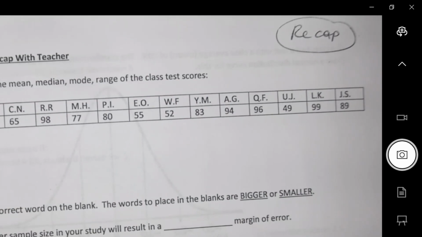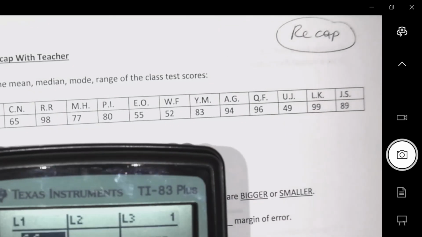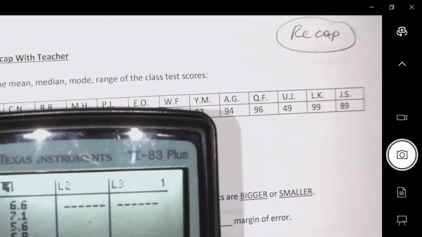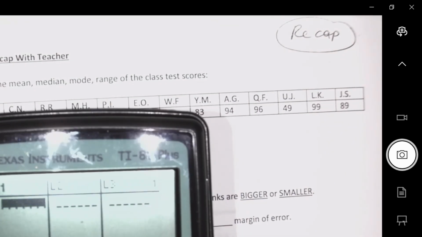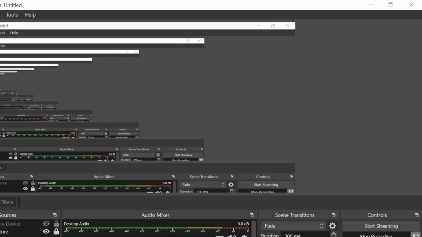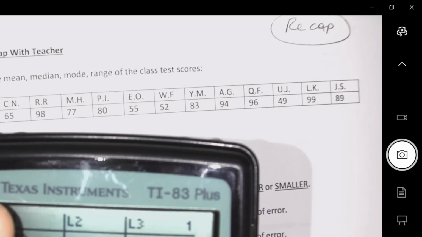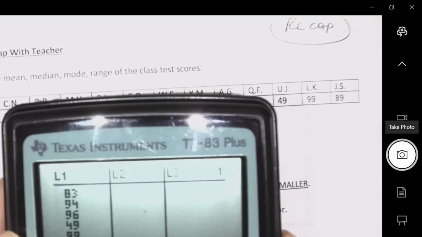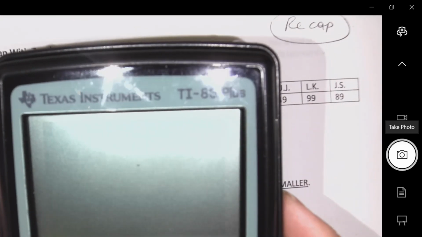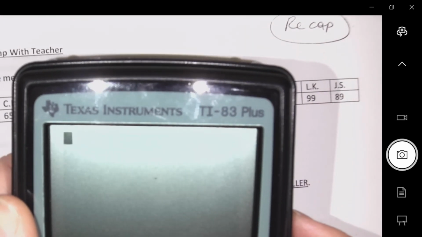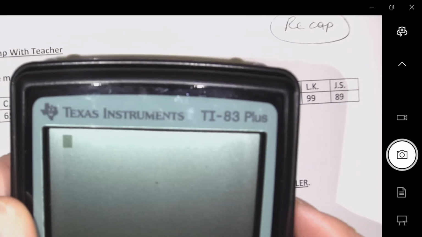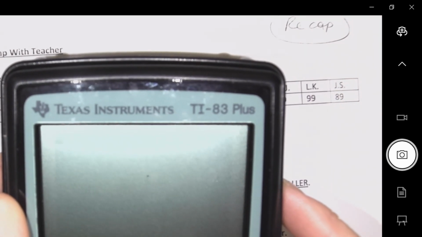Okay, what am I starting with? What button? Stat. Stat, edit. Put it all in there. Up, clear down, and then type away. I'll just fill out every single piece of paper I have in here, so all my stuff is in there.